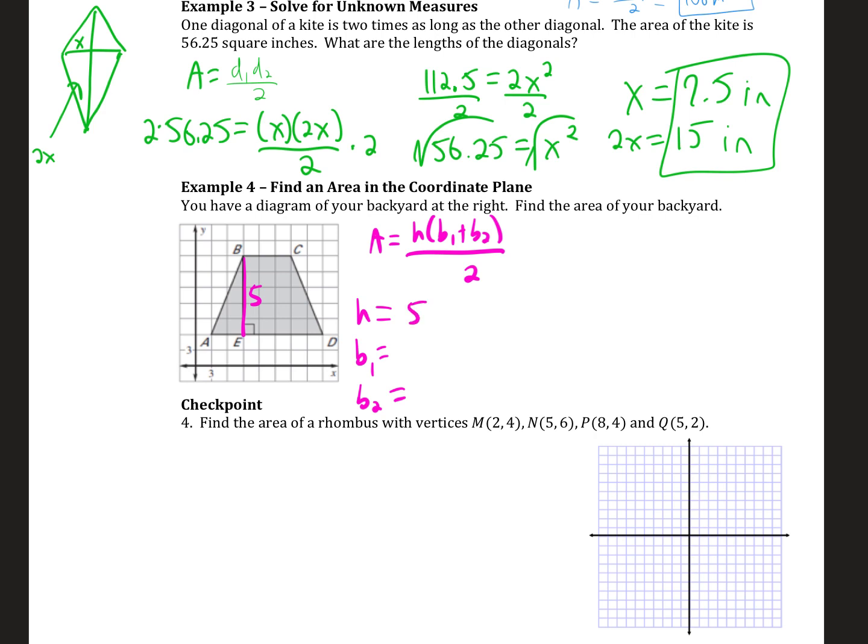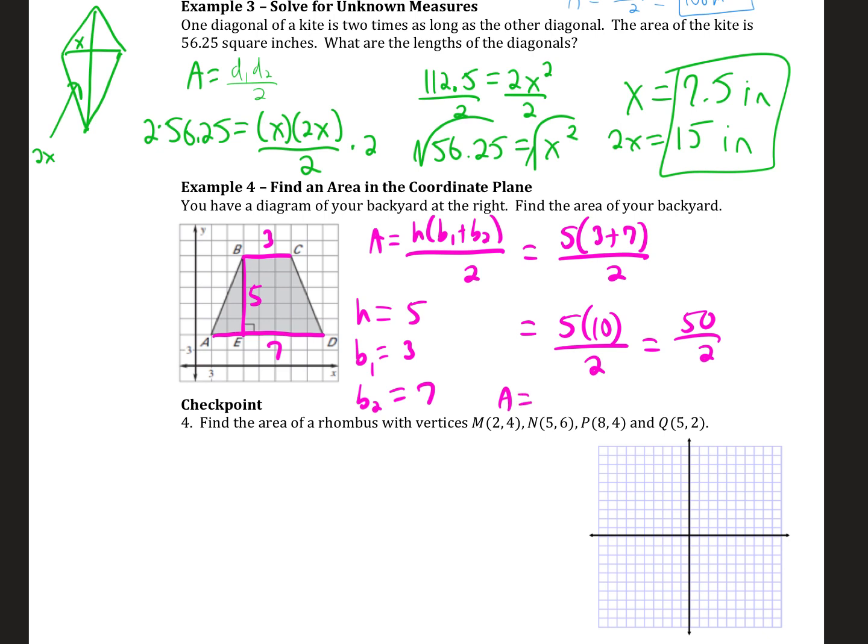And then we've got to find the lengths of the other 2 bases. So on top here, how many boxes is this? It's 3. So base 1 is 3. On the bottom, we have how many? 1, 2, 3, 4, 5, 6, 7. So this is going to be 7. Why don't you guys see if you can figure this out from here. Give it a try. So the height is going to be 5 times base 1, which is 3, plus 7, which is base 2, all over 2. 3 plus 7 is going to be 10, so 5 times 10, all over 2. It's going to equal 50 over 2. So the area is going to equal 25, and we're going to put units squared or square units. Nice.